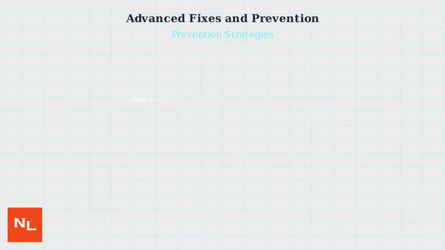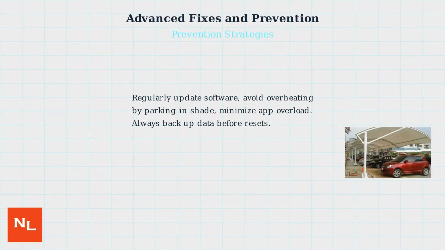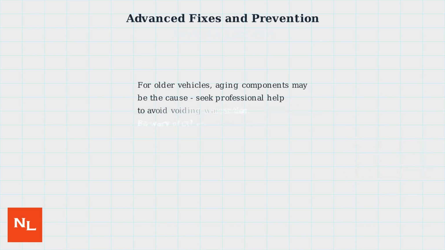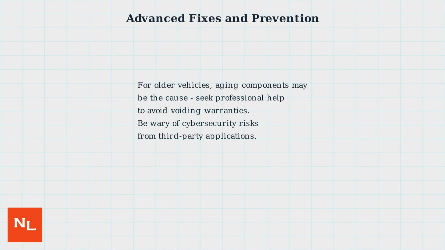To prevent issues, regularly update the infotainment software, avoid overheating by parking in the shade, and minimize app overload. Back up important data before performing resets to prevent data loss. For older vehicles pre-2020, aging components may be the root cause, requiring specialized repair.